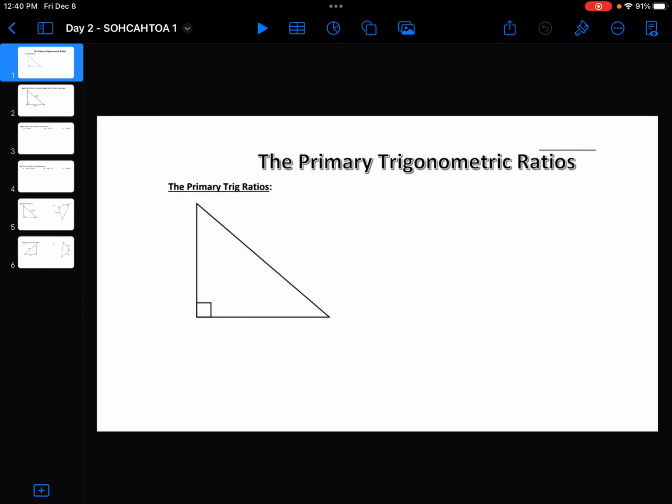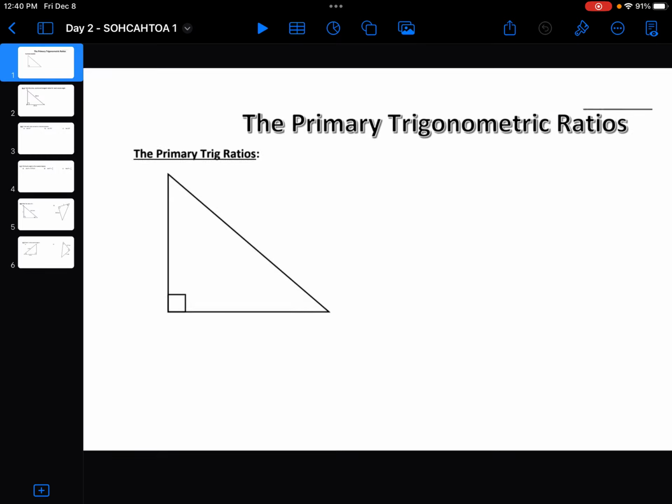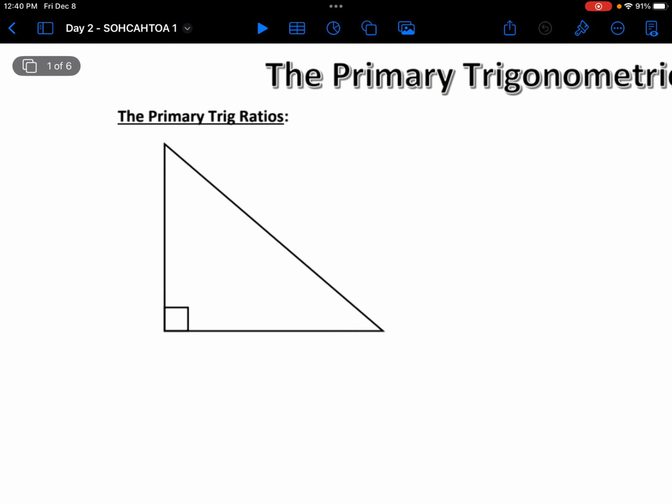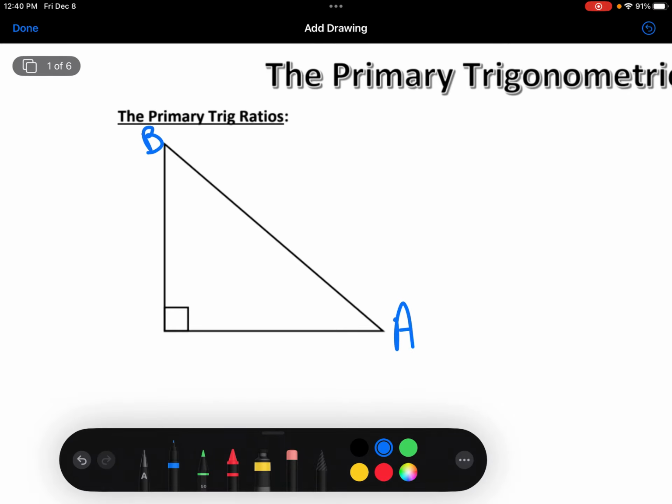Starting with trigonometric ratios, what we're talking about is on your calculator, we have sine, cos, and tan. I know you think it's sin, cos, and tan, but it's sine, cosine, and tangent is what they stand for. So when we're looking at trig ratios, we're always going to look at our triangles, and we need to label our triangles as the first step.